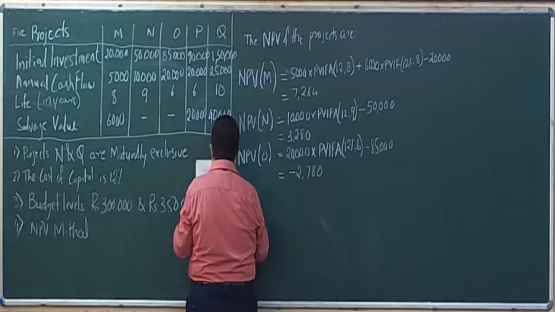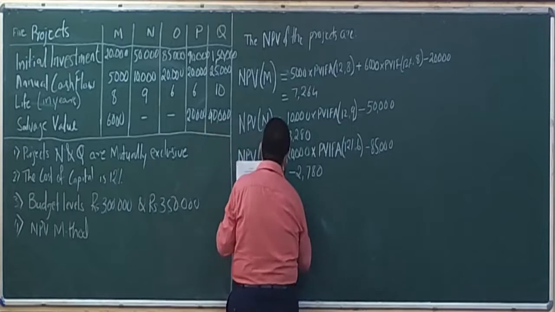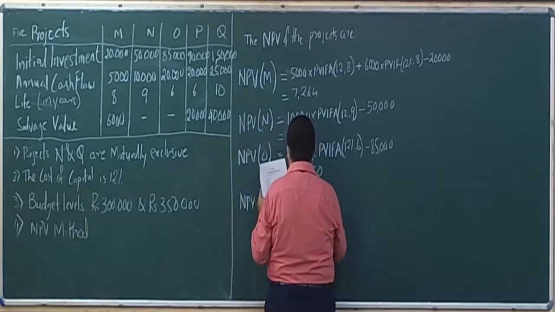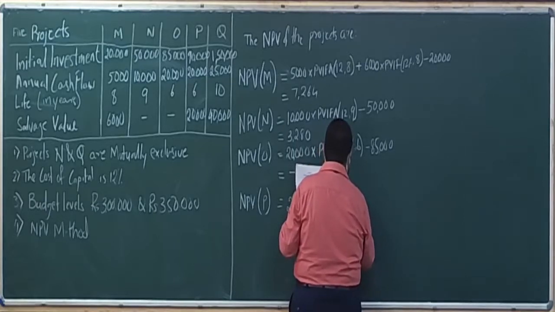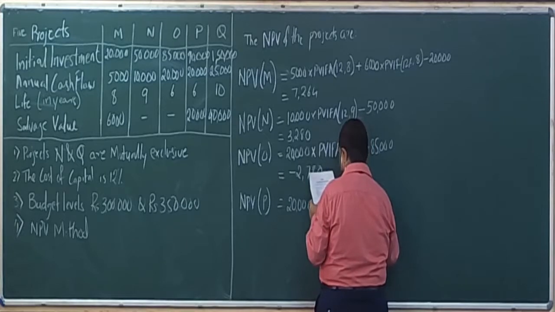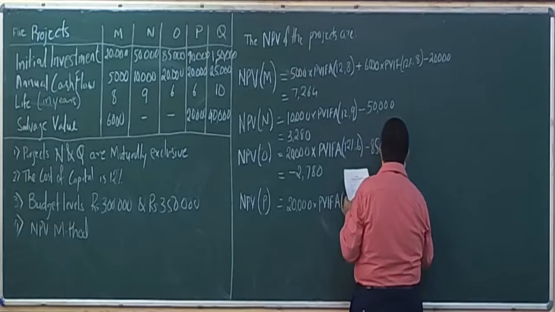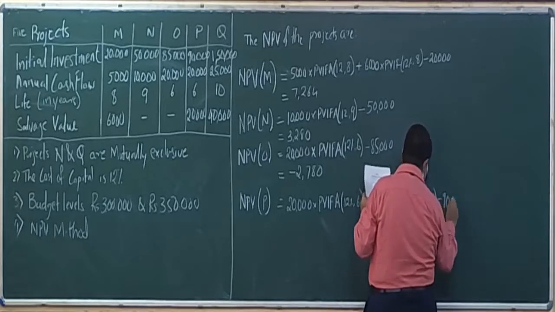Similarly, the next project is project P. The NPV of project P is equal to 20,000 into the present value interest factor annuity at 12% for 6 years, plus the salvage value for this project, 20,000 into the present value interest factor at 12% for 6 years, minus the initial investment, 90,000.